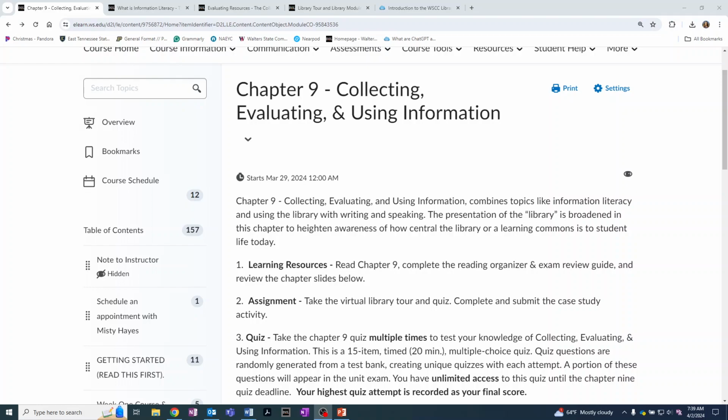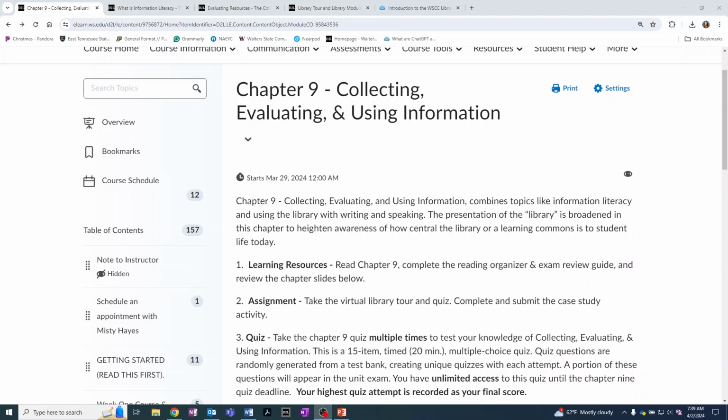Whenever we're thinking about studying and looking at information and doing research, we have to look at how do we collect the information and sources we need, how do we evaluate sources, and what are we doing with it once we have it. So chapter 9 really looks at information literacy and how we use the library to help us with both our writing and our speaking in the courses.